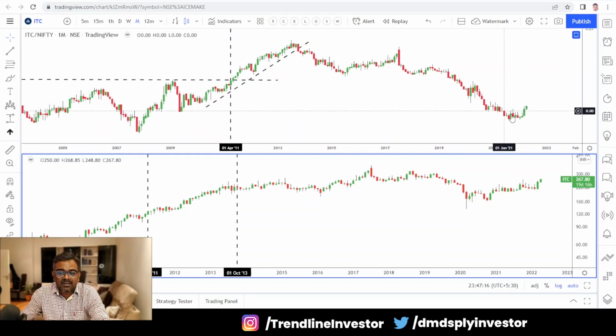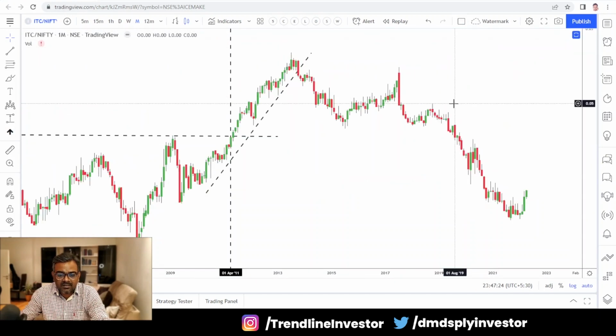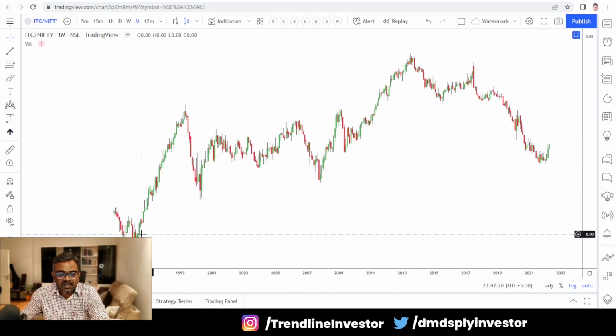But for that, we need a few more months, and then we'll see the clear outperformance by ITC in the relative strength. So I'm just going to close, I'm going to come back to the one screen. So I'm just going to show you this again. So ITC compared to Nifty, ITC was doing well compared to the benchmark, and that's why you see a clear uptrend, right?